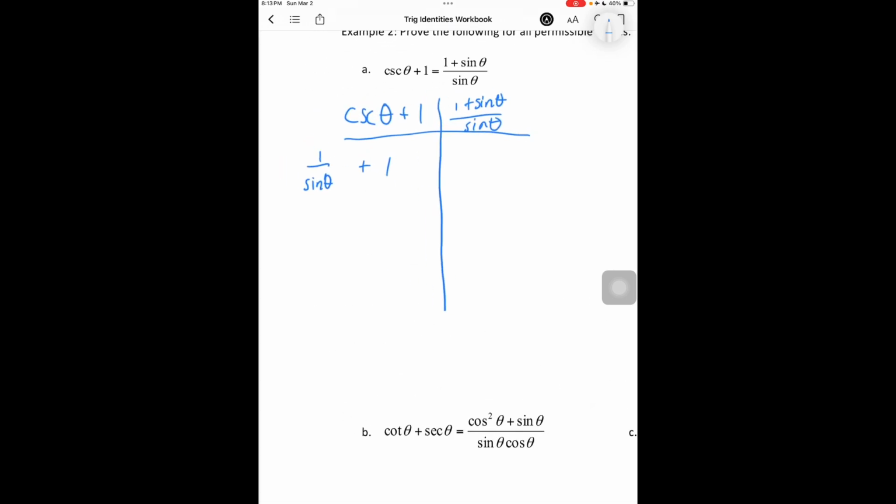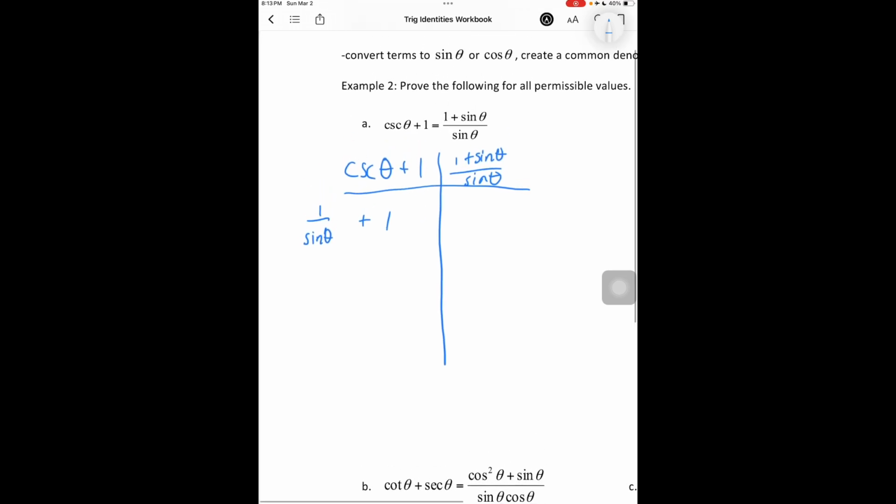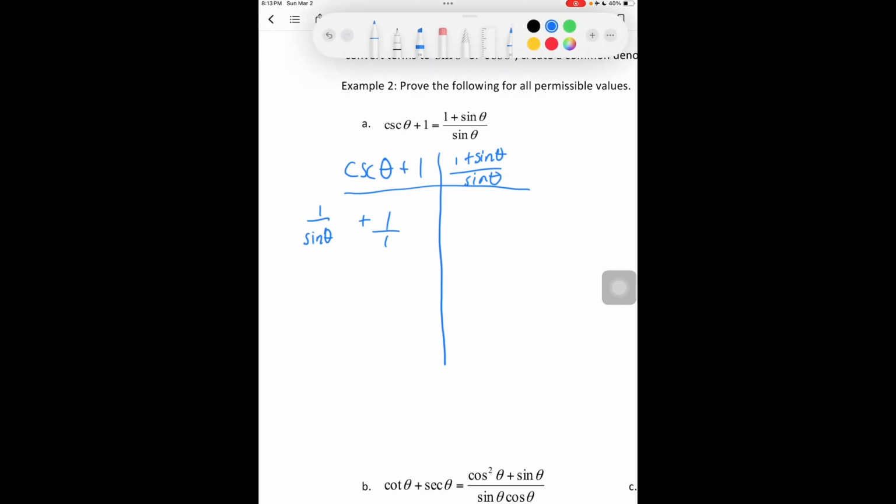But how do we do that? Because here we see that we have 1 over sine theta plus 1. These are 2 different terms. So an easy way to do this is to manipulate any whole number given to you in a trig identity. So here we have 1. We want the denominator of 1 over 1 to be the same thing as sine theta. And how do we do that? In order to do that, so I'm going to write a little note, we want the same denominator.